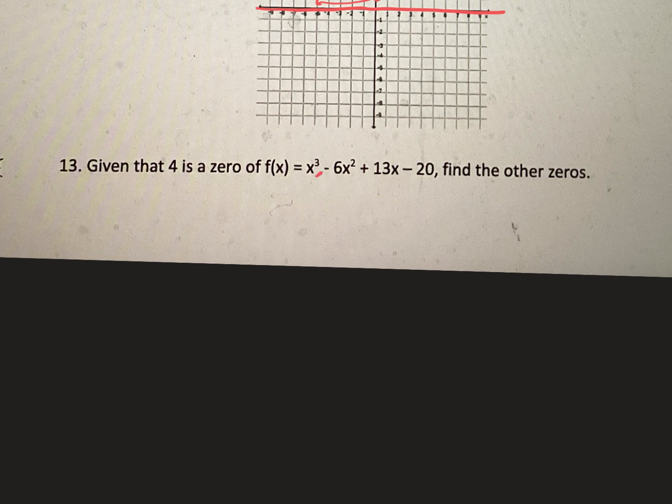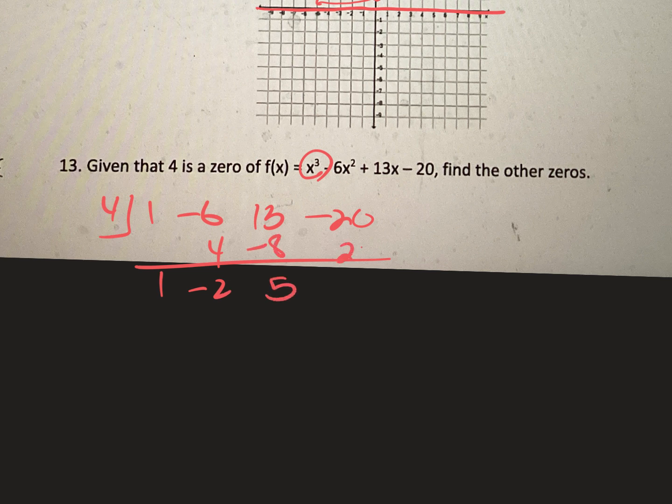13, if 4 is a 0, find the other zeros. Now, because this is x cubed, there's going to be 3 zeros. So 4 is one of them, so I'm going to put 4 in the box, and I better get a 0 when I work this out. So I'm bringing the 1 down, 1 times 4 is 4, add them up, multiply, add, sure enough, I got a 0. That leaves me x squared minus 2x plus 5 is 0. You got to solve that.